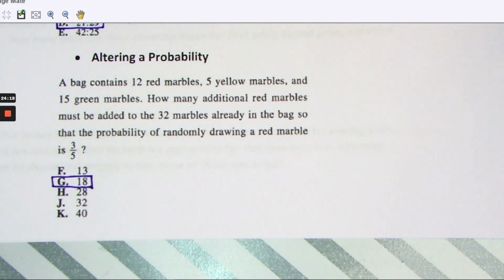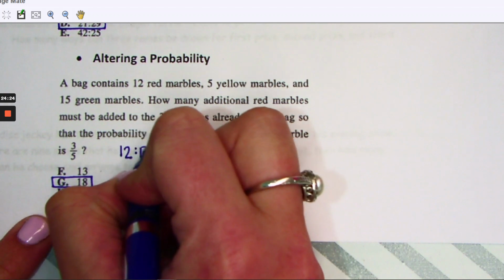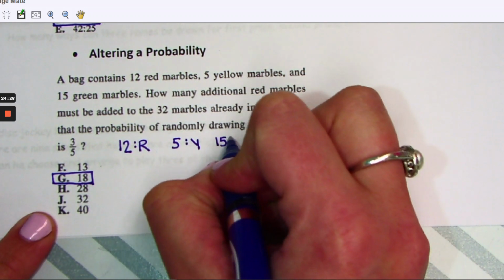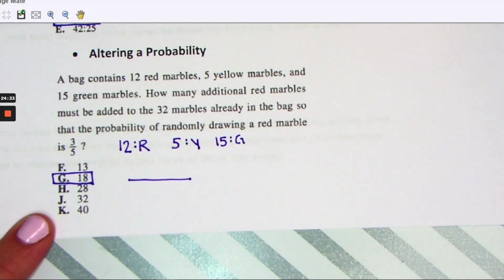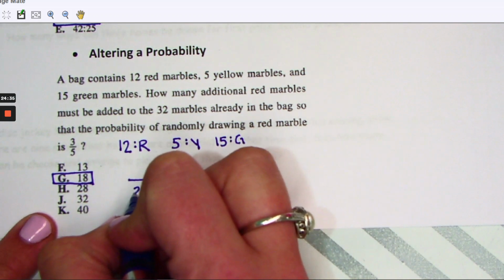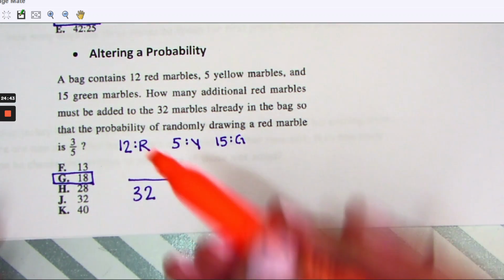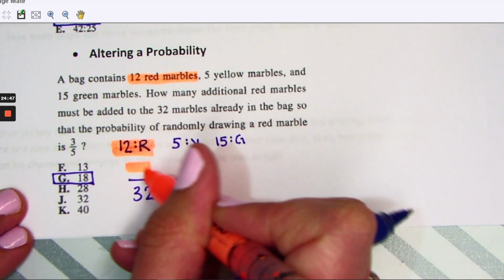Very close. So there are 12 red marbles, there are 5 yellow marbles, and there are 15 green marbles. How many total marbles are in the bag? What does it tell you? 32. There are 32. Now we want to pull out a red marble, right? How many red marbles are in the bag? Well, there are 12. Okay, there are 12 red marbles already in this bag.